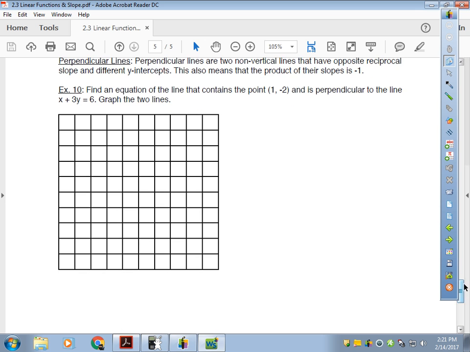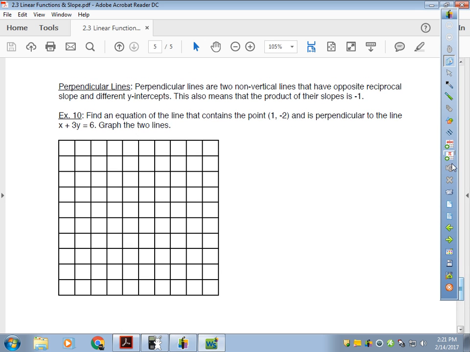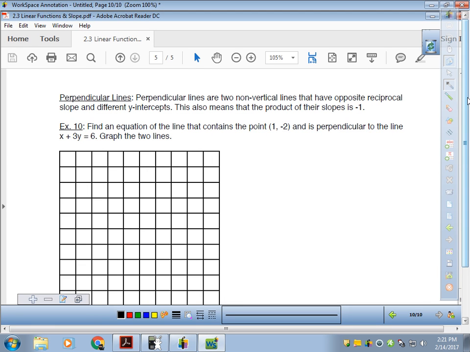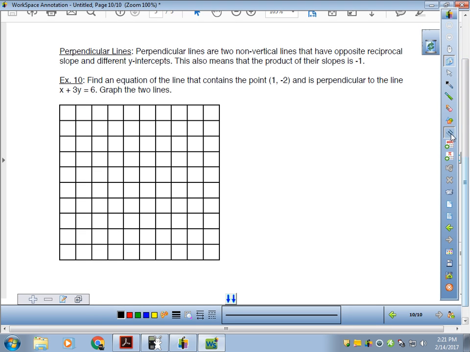All right, perpendicular lines. Perpendicular lines are lines that have opposite reciprocal slope. What that means is if you take the slope, you flip the numbers around the fraction, and then you change the sign. So if it's positive, you make it negative. If it's negative, you make it positive. So let's look at an example of that.